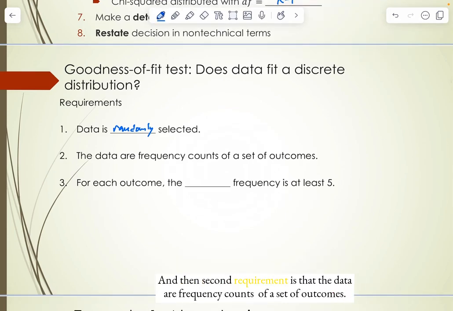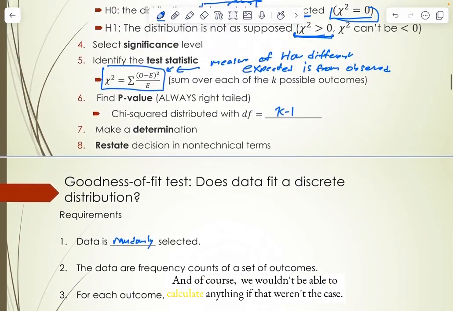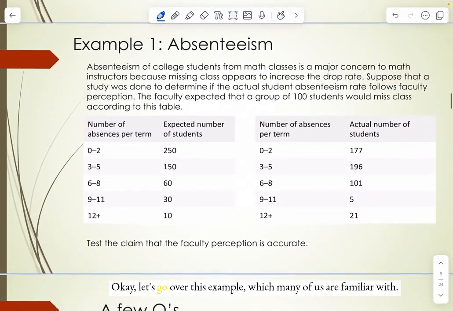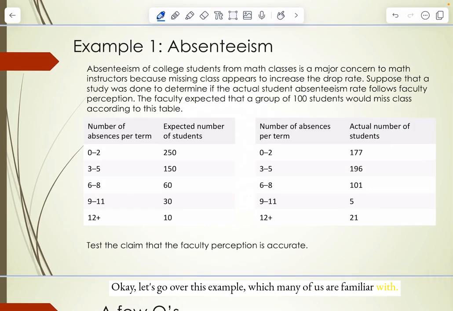And the second requirement is that the data are frequency counts of a set of outcomes. And of course, we wouldn't be able to calculate anything if that weren't the case. Okay, and then for each outcome, expected, not observed, but expected frequency has to be at least 5. Okay, let's go over this example, which many of us are familiar with.